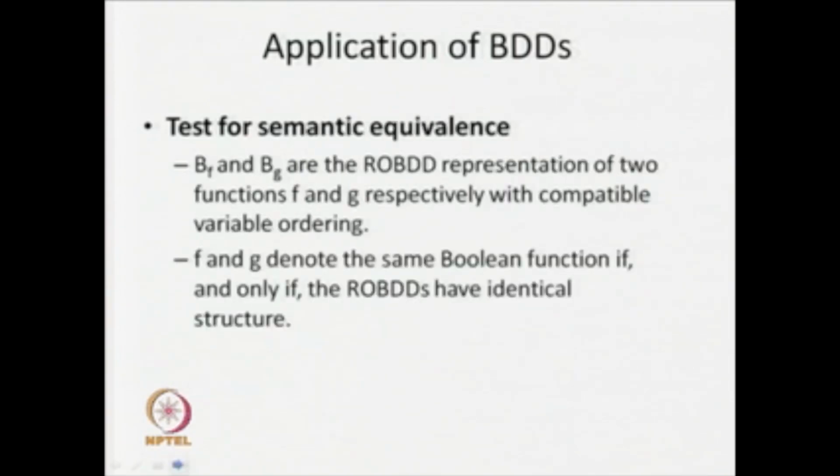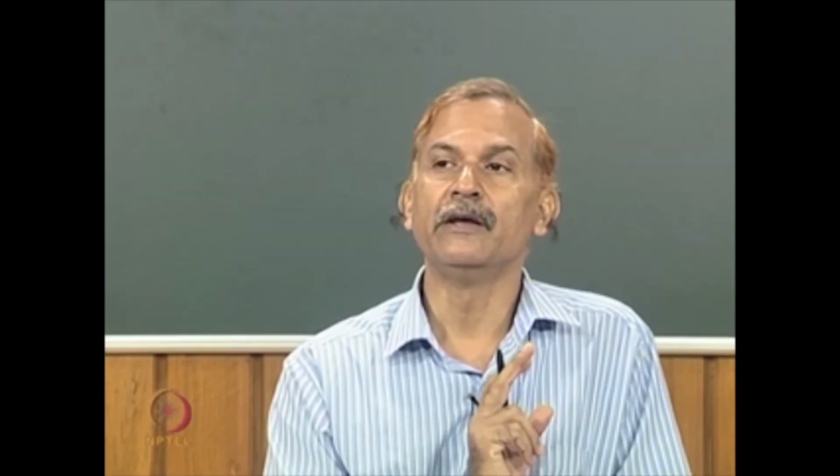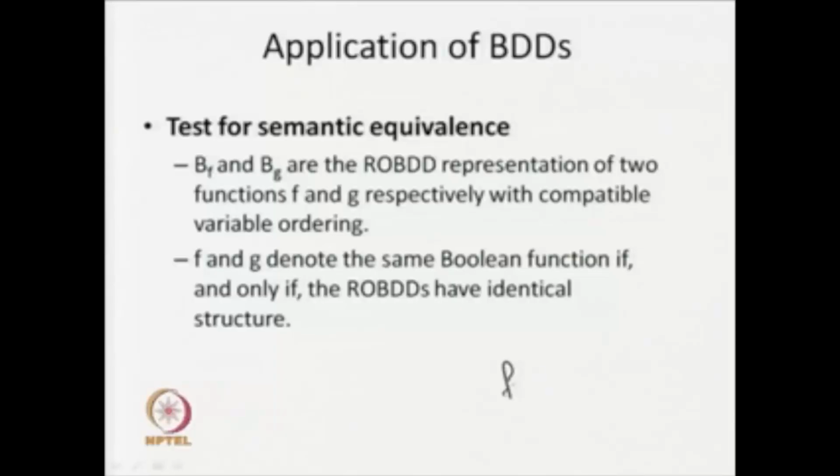Similarly, we can test for semantic equivalence, because with respect to a particular variable ordering, it is going to give me a unique BDD representation. Now, if I am giving you two functions, say f1 and f2, and I am asking whether f1 is equivalent to f2 or not, whether they are representing the same Boolean function or not, then what will happen? We are going to do some Boolean manipulation on f1 and try to check whether we can get f2 or not.